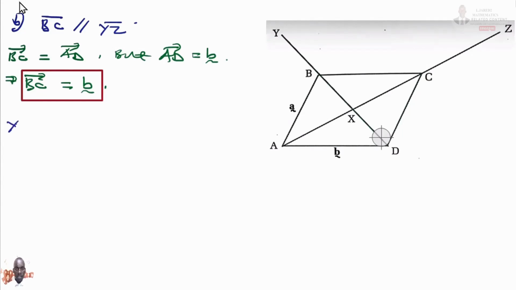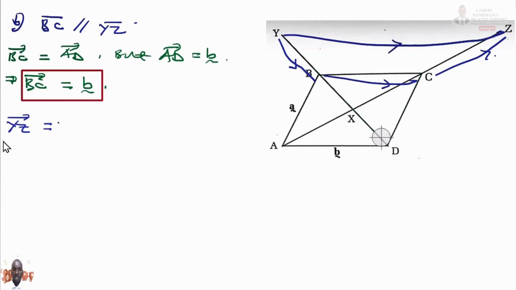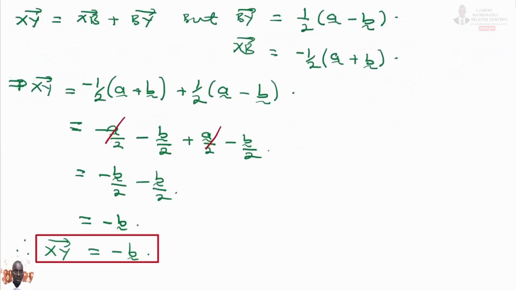Vector YZ is the same as moving from Y to B in this direction, then from B to C in that direction, and also from C to Z. So they want us to get vector YZ by getting vector YB plus vector BC plus vector CZ. Now what is vector YB? We got vector BY. I remember we got vector BY. It is here: vector BY is a half vector A minus B. So let us take note of that.